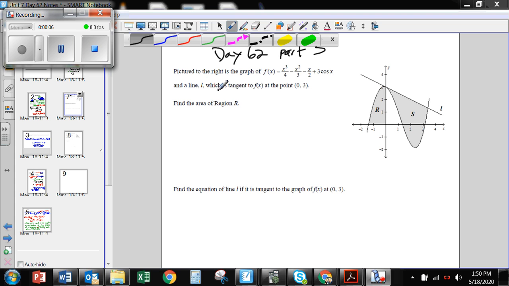Now we are going to be given a couple different things we have to do trying to find the area between two curves. So the picture to the right is the graph of f of x equals x cubed over 4 minus x squared over 3 minus x over 2 plus 3 cosine x, and a line L, which is tangent to f of x at the point (0, 3).